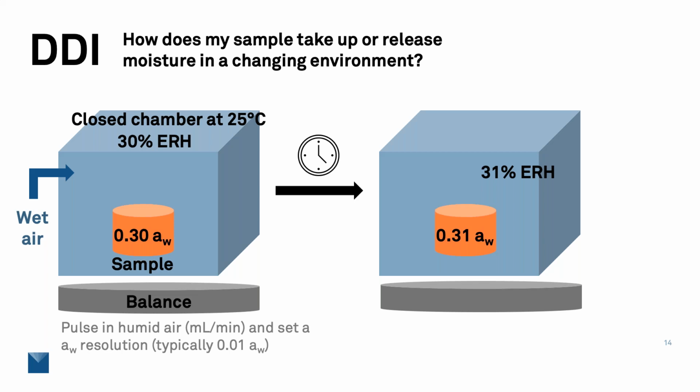Now we can see that the water activity is raised by 0.01. That's what we want because that's what our resolution is. And it's also driving that the equilibration in the chamber as well. So you see that our chamber is also at 31%. And we're also going to be taking a weight reading at the same time.